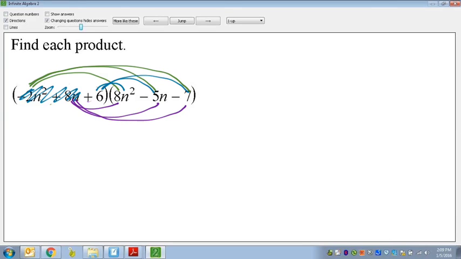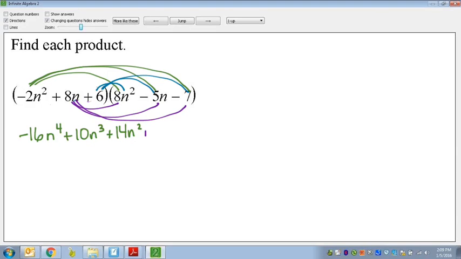But I want to move on. No, excuse me. You know what? Let's finish this one. All right. So let's do the green first. I'm doing the arches in green. Okay. So negative 2n squared times 8n squared gives me negative 16n to the fourth. Negative 2n squared times negative 5n is positive 10n cubed. Negative 2n squared times negative 7 is positive 14n squared.